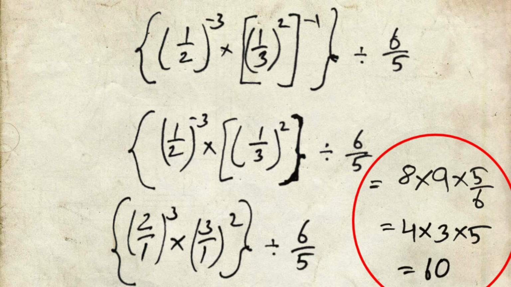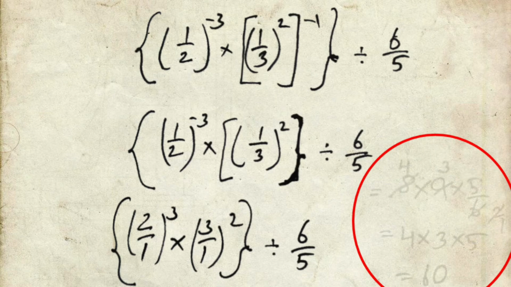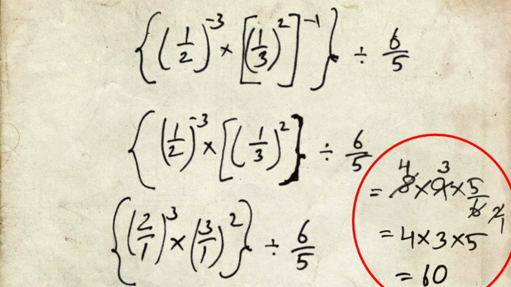Now the division sign will be changed into multiplication and the number will be reciprocal. The reciprocal of 6 by 5 will be 5 by 6, and 6 can be cancelled out with 9, and again it can be cancelled out with 8, and the final answer which you will get will be 4 multiply 3 multiply 5. 4 3s are 12, 12 5s are 60, and 60 is the final answer.